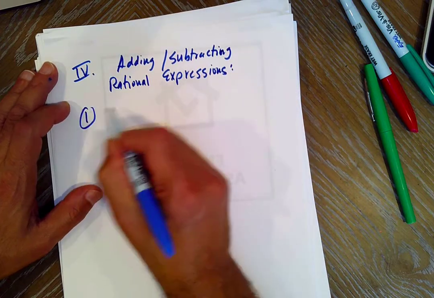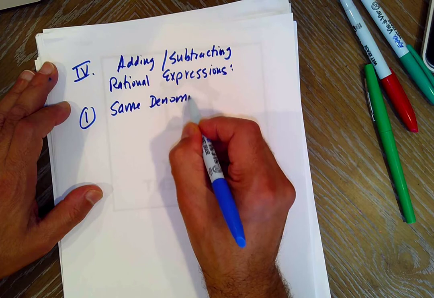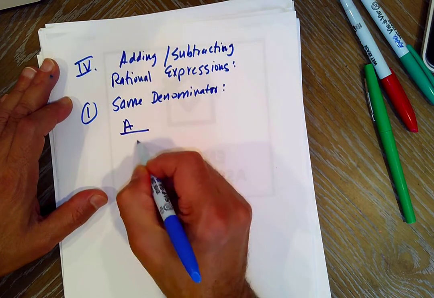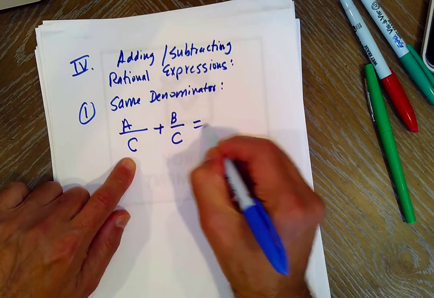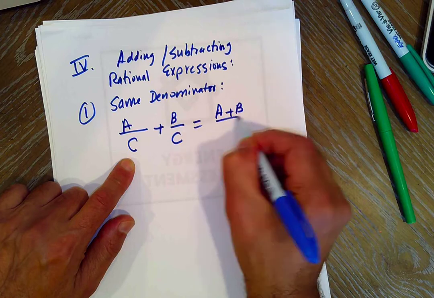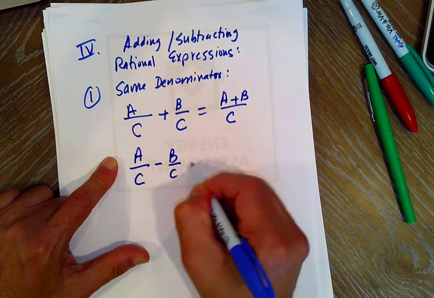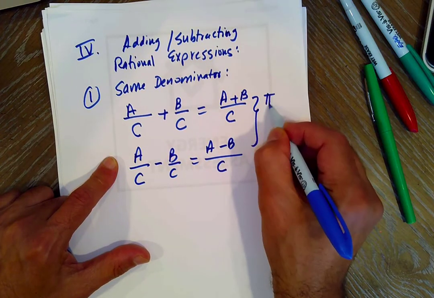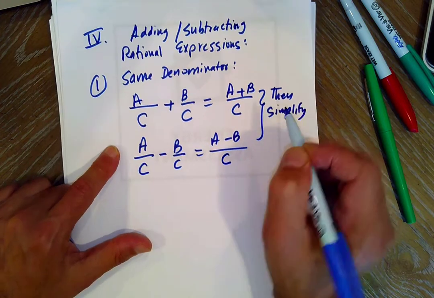If they have same denominators, that's the easier case. So say you have a over c plus b over c. Same c, you just add the tops and divide by the bottom. Same thing with subtraction. Subtract the tops over the same bottom. Then you have to simplify if possible, okay? Sometimes you can simplify it, others you can't.